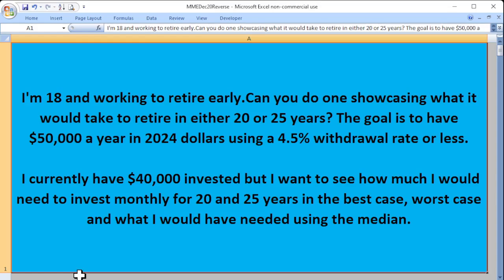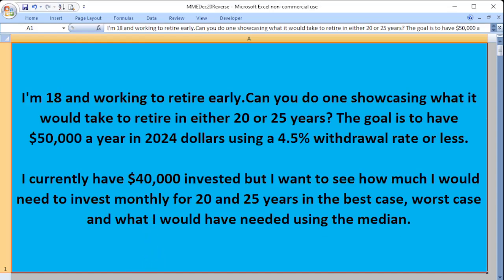The goal is to have $50,000 a year in 2024 dollars using a 4.3% withdrawal rate or less. I currently have 40,000 invested, but I want to see how much I would need to invest monthly for 20 or 25 years in the best case, worst case, and what I would have needed using the median. Now that sounds like a lot to do, but actually we can do this for this individual.